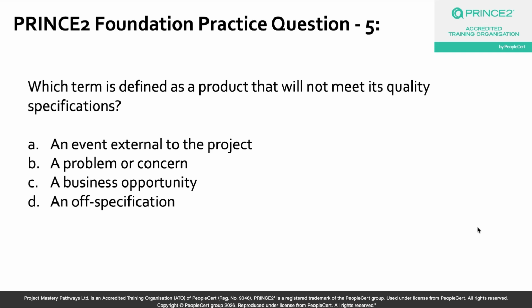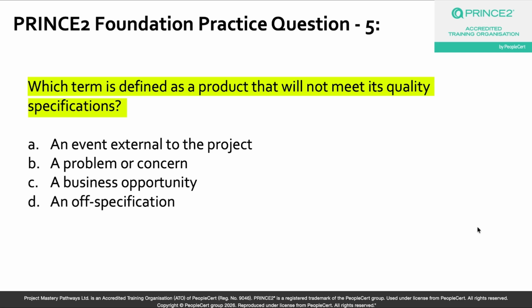This is a definition question from the issues practice of PRINCE2, and it is testing something very specific, which is your ability to recognize the correct PRINCE2 term for a product that fails to meet its quality specifications. If you read the PRINCE2 manual, it recognizes several distinct types of issues, each with a precise definition, and the exam regularly tests these definitions because candidates often mix them up.